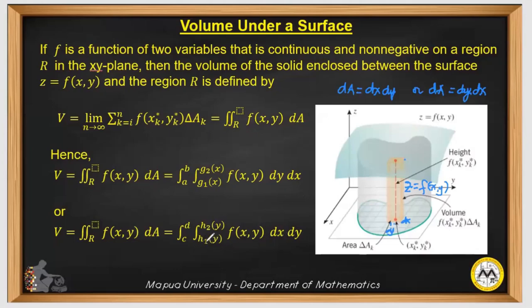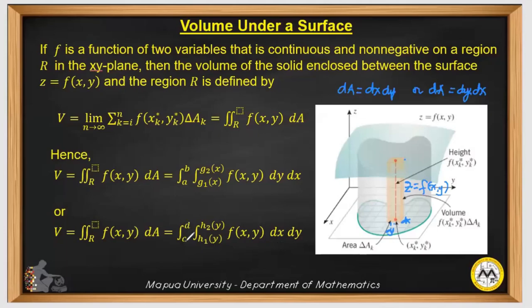So the limits of integration go from h1 to h2, and h1 and h2 are independent of x. Therefore, they must be in terms of y. Do you get it? So, the outer limits of integration in y go from c to d. The outer limits of integration are independent of x and y, hence c and d are constant.